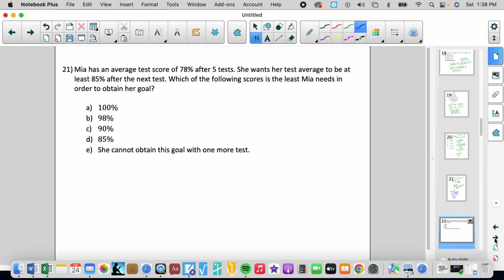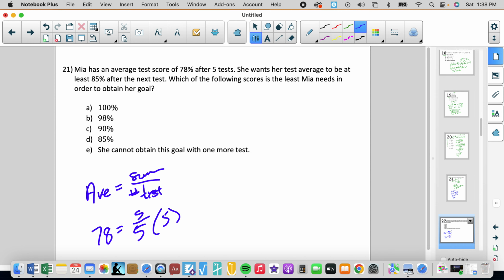Mia has an average test score of 78% after 5 tests. So if you add up all of her tests, we know that the average equals the sum divided by the number of tests. So if the average is 78, we want to find the sum, and we did 5 tests, so we multiply by 5. And we get 5 times 78 is 390. 390 is going to be the sum of all 5 tests. And she wants her average to be at least 85. So we're going to have 390 plus one more test, and that's going to be our 6th test.